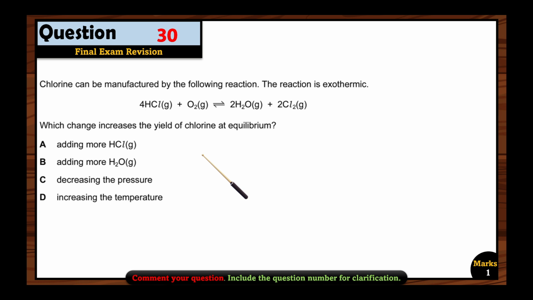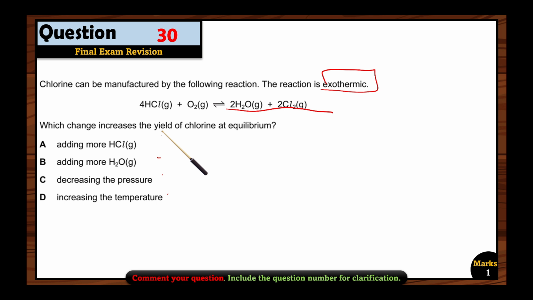Chlorine can be manufactured by the following reaction. The reaction is exothermic. Okay, which change increases the yield of chlorine at equilibrium? So where is chlorine? Of course, it is in the product. So we have to shift the equilibrium towards the right. The reaction is exothermic, which means that exothermic reactions are favored by low temperature. So if you decrease the temperature, then we get more chlorine. But we don't have an option of decreased temperature here, right? So this one is excluded.